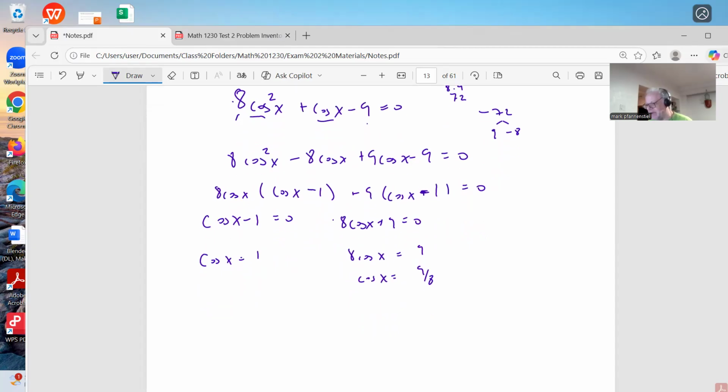cosine x equals negative 9 over 8. Okay, so cosine x equals 1, we're going to get x equals 0 or 2 pi or 360 degrees. But we'll go with 0.